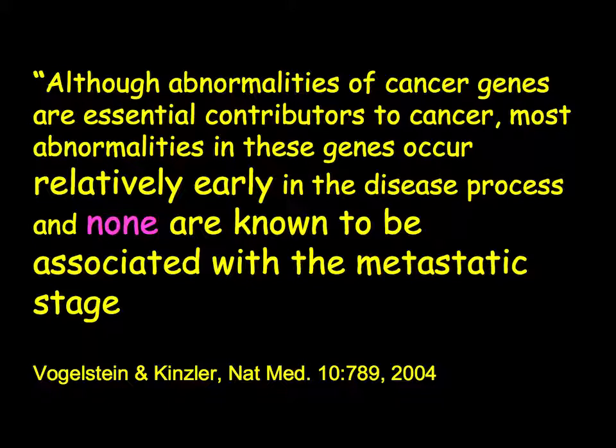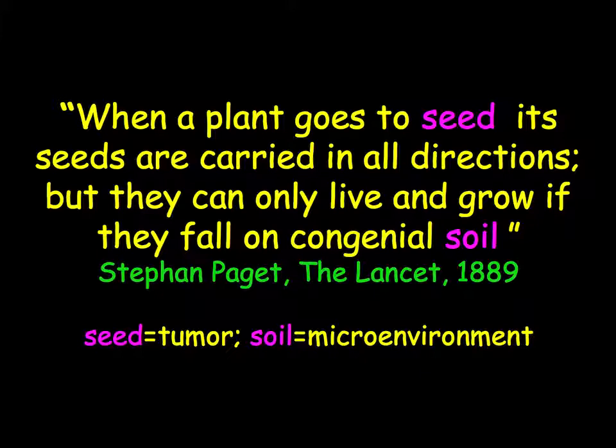Vogelstein and Kinzler, both being kind of gurus in cancer genetics, wrote 8 years ago in Nature Medicine that although abnormalities of cancer genes are essential contributors to cancer, most abnormalities in these genes occur relatively early in the disease process, and none is a very strong word, none are known to be associated with the metastatic stage. If not oncogenes and tumor suppressor genes, what?